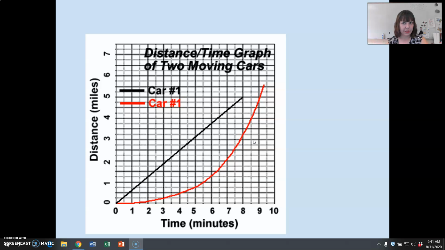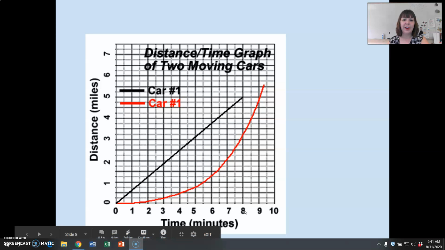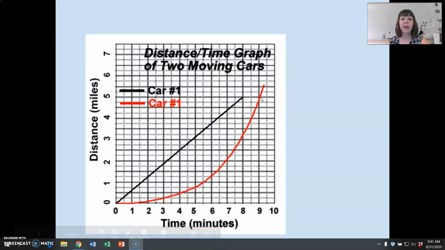It looks like, at first glance, that this red car is out front. But think about what the graph is telling us. It's not telling us just the position. It's telling us the position with time. So if the finish line was here at 5 miles, that's where the black car stopped. Who got there first? Right here at 8 minutes, the black car arrived at 5 miles. The red car didn't arrive until minute 9.